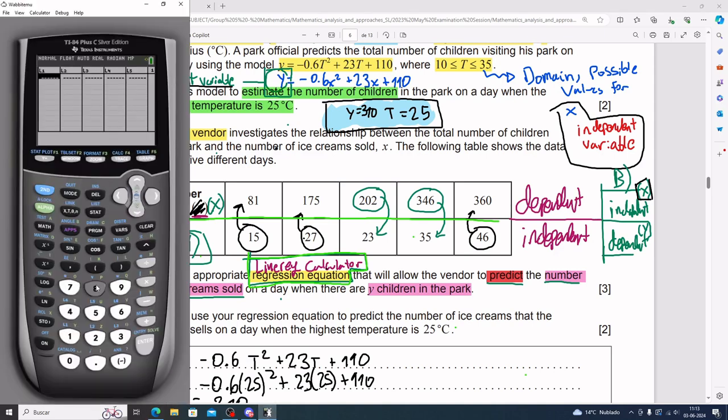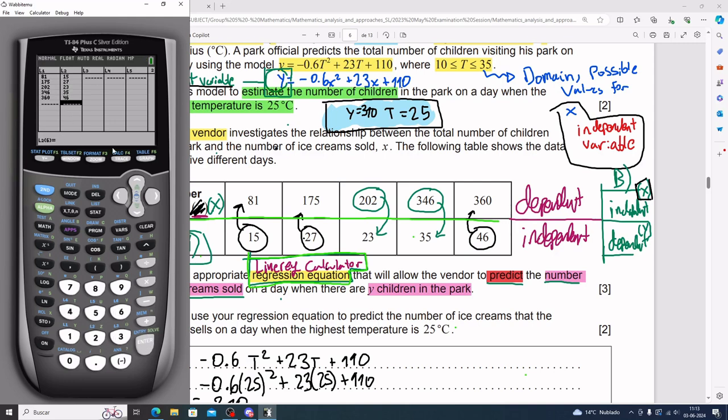And so you're going to go ahead and plug in 81, 175, 202, 346, and 360. And then we double check real quickly because we all make mistakes. Nobody's a machine is what I mean. L2 is going to be 15, 27, 23, 35, 46.